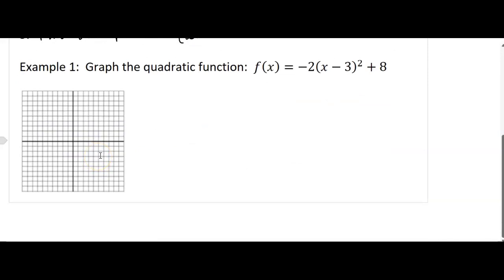Okay. So look at a. Step 1. Look at a. Is it going to be a right side up or an upside down parabola? It's a -2, so it's going to be upside down. So we're expecting the parabola to look something like that.